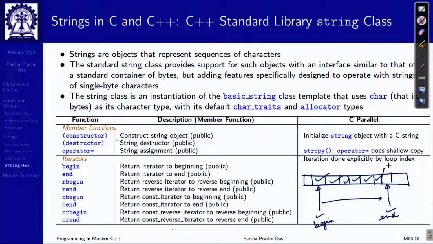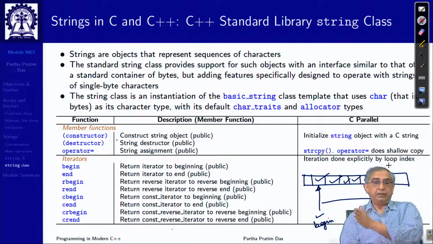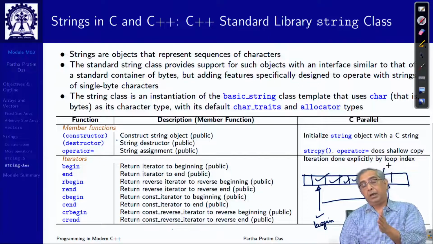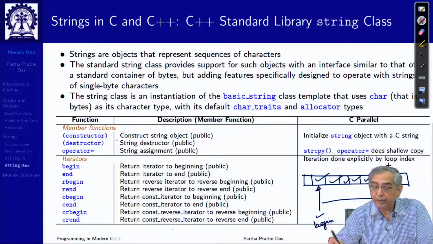So, you have very varied forms of these iterators on that type. You can go from begin to end, you can go in reverse, that is right to left. You can do it for constant arrays, you can do it for constant strings, you can do it for non-constant strings, and so on and so forth. Okay.